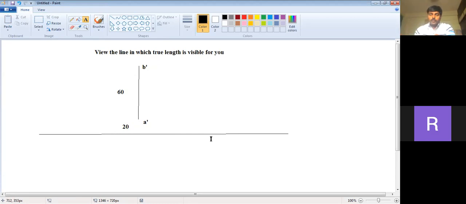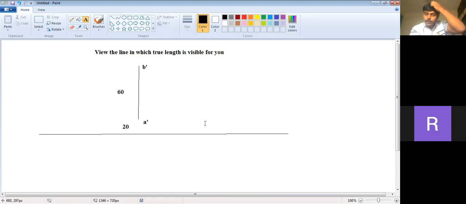Now the top view, what am I going to get when I'm seeing from the top? I'm going to get a point. B dash and A dash meet at the same point, so when I look from the top I only get a point. How much distance is it in front? In front distance.